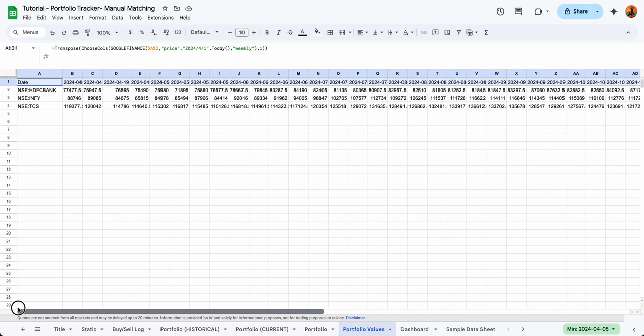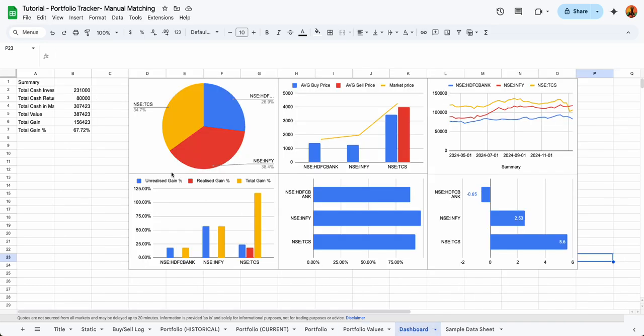Then you have the portfolio values calculated. This will help you track individual stock performance at a portfolio level over time. I've just assumed a weekly time frame in here. And then there are dashboards with which you can track your portfolio composition, your average buy sell price, and the market price for each of your stocks. You can track the growth of individual stocks, and also how much profits or losses you made in each of the scripts and the daily performance of the stocks. So that's what the sheet does at a glance. Now let me walk you through how the sheet does that.